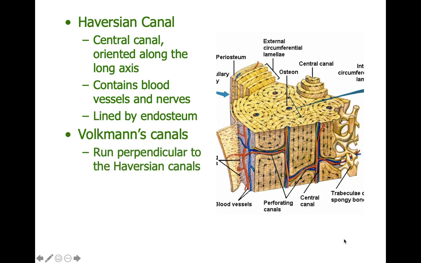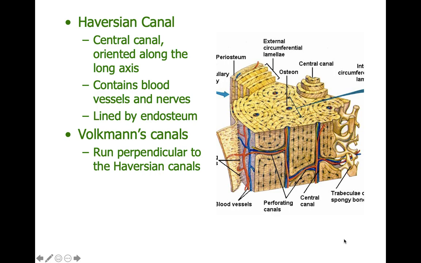Next, we have the Volkmann's canal. Volkmann's canals run perpendicular to the Haversian canals. So we have the Haversian canals going lengthwise along the long axis of the bone. We have to connect them. We have to have a way for those blood vessels to get from one Haversian canal to the next. That's where our Volkmann's canals come in. On your diagram here on the slide, they're referred to as perforating canals. See, even now I can't speak.